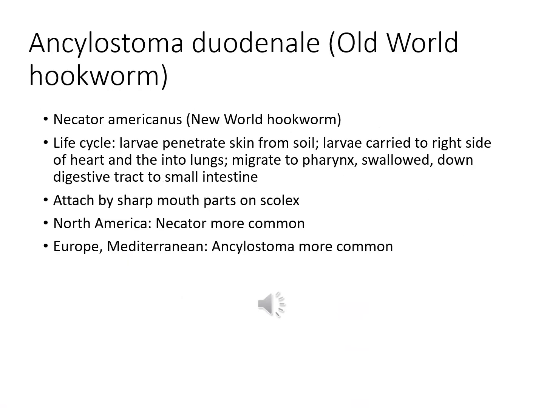Ancylostoma duodenale is an old world hookworm, and Necator americanus is considered the new world hookworm. With the life cycle, these are similar. The larvae will penetrate the skin from the soil, and the larvae are then carried to the right side of the heart and then into the lungs. From there, they migrate to the pharynx and again are swallowed, so we have that re-entry. Then it works its way down the digestive tract to the small intestine. From there, it's attached by sharp mouth parts. In North America, Necator is the more common genus, and in Europe and the Mediterranean, Ancylostoma is the more common.